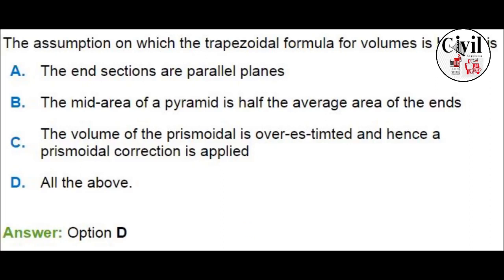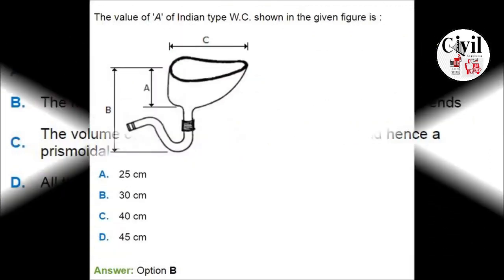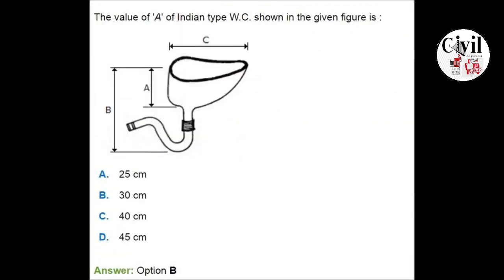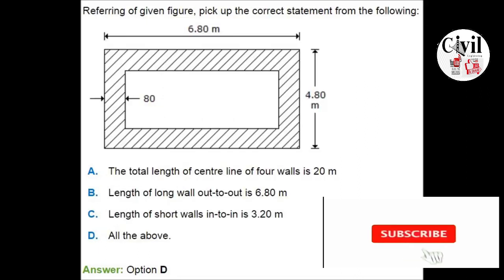Okay, so the value of A of Indian type WC shown in this figure is, so its value should be 30 centimeter. So B is the correct answer in our case. Okay, so let's move to our next MCQs.